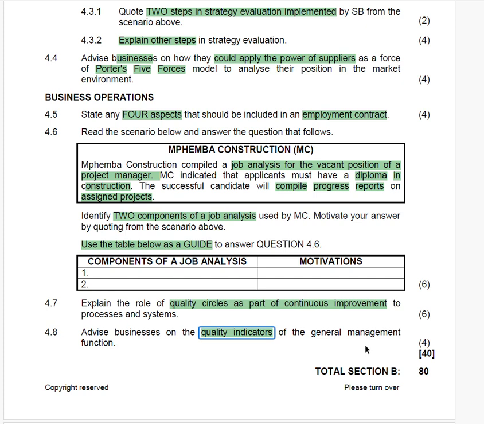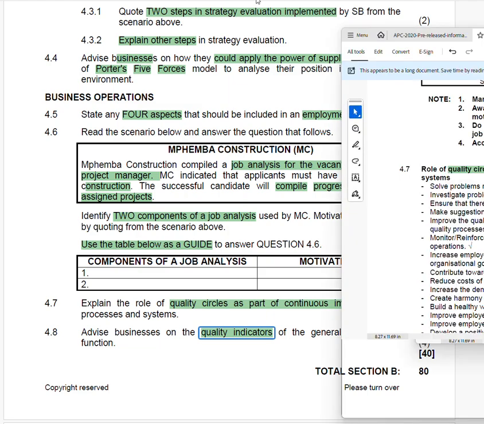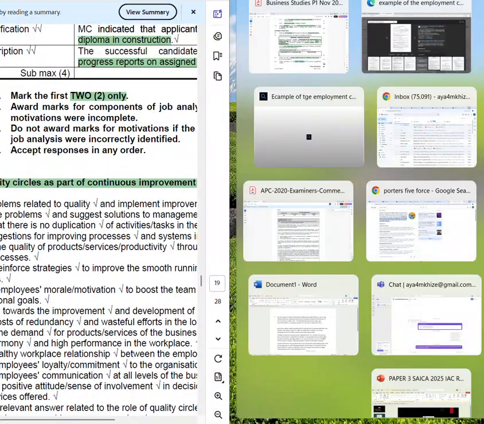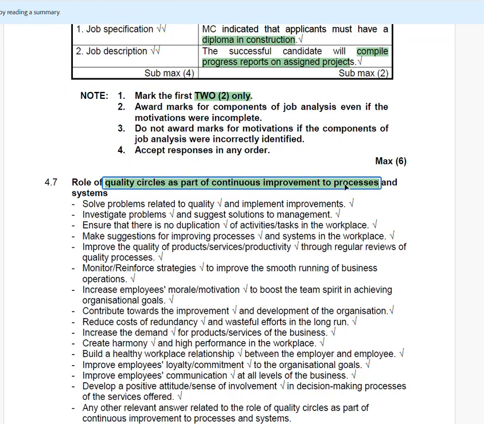Now let's see what we have in the marking guide. Quality cycle as part of continuous improvement. We are looking at the marking guide now. Solve problems related to quality and implement improvement. So if there are quality issues that are identified, maybe through surveys, we needed to solve those problems and implement improvement. Investigate problems and suggest solution to management.